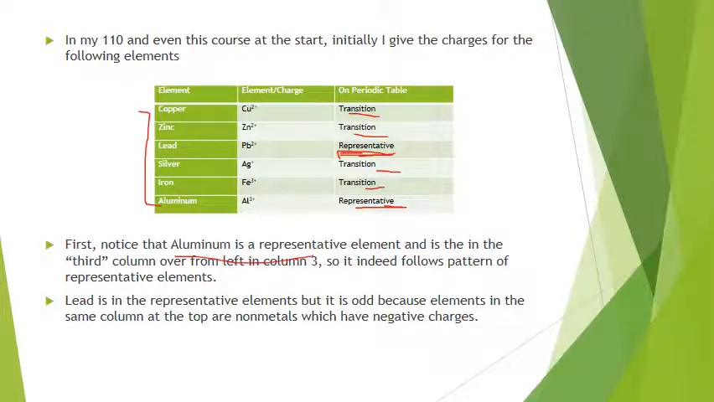Aluminum is a representative element, and if you look at it, it's the third column over from the left in row 3.